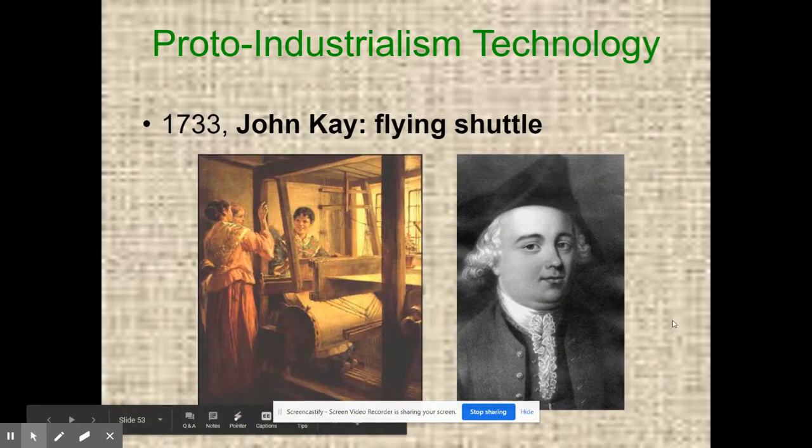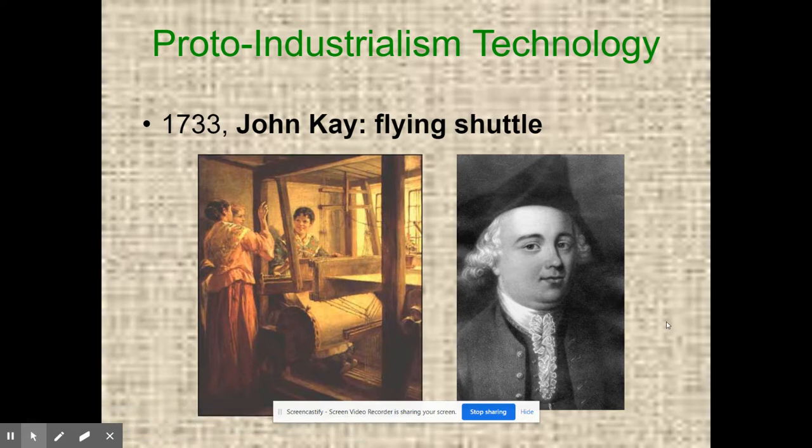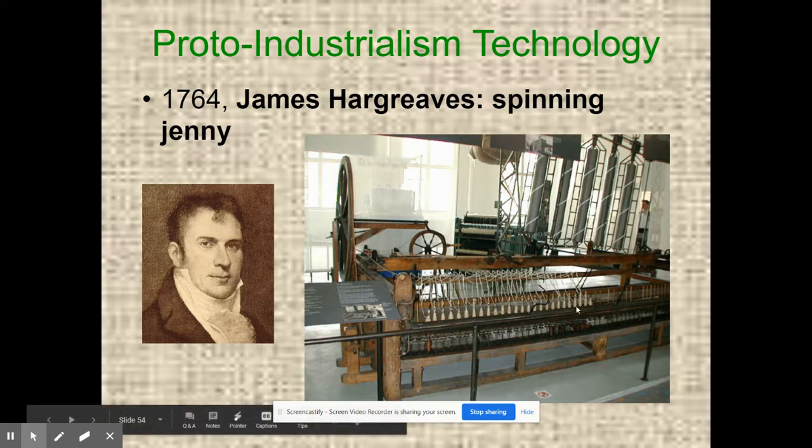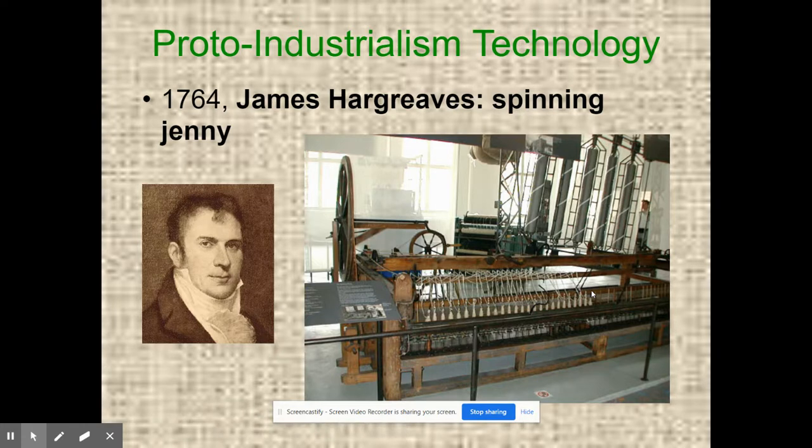John Kay creates what they call the flying shuttle, which reduced the amount of time. It's basically a power loom that the loom then can operate with less labor. Then you get James Hargreaves, who creates the spinning jenny. So instead of one spinning wheel, you have multiple spinning wheels happening at the same time. So instead of having one person do it, you could have this machine that could do it.